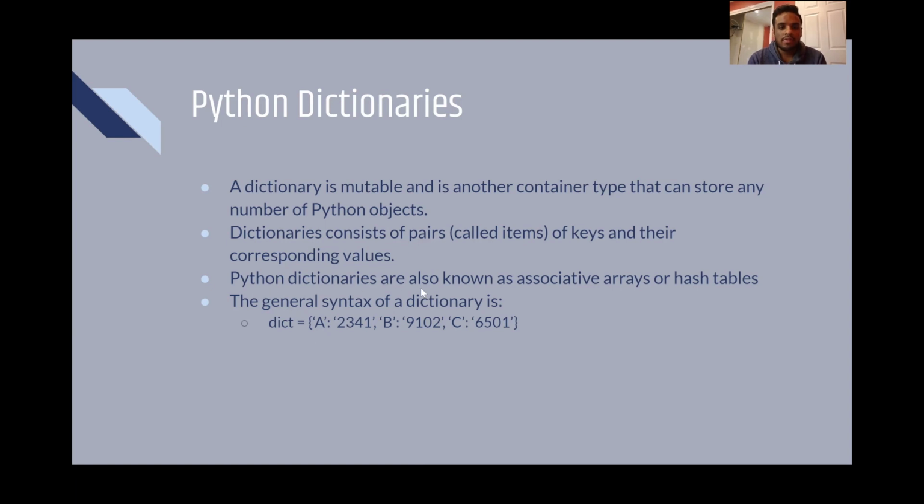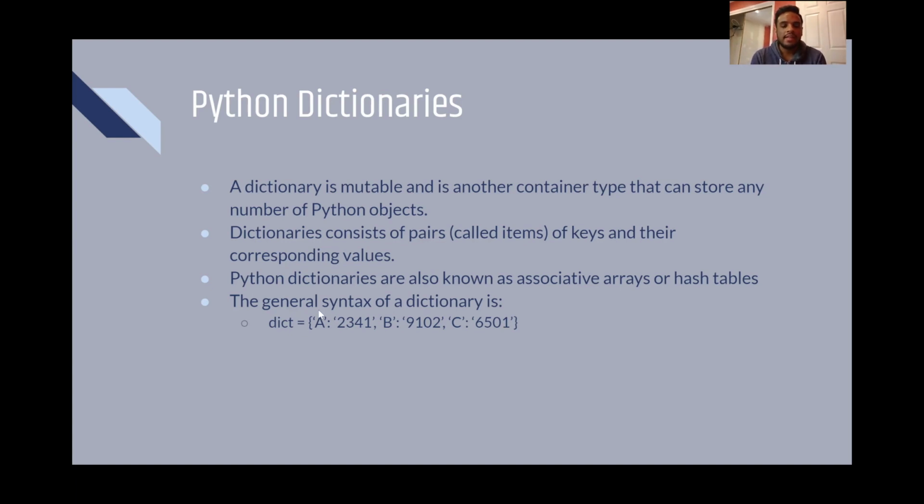Python dictionaries are also known as associative arrays and/or hash tables. And the syntax is basically right here. Dict is the name of the dictionary, so we named the dictionary dict, D-I-C-T. It's assigned to, and then each of these are key-value pairs, separated by commas.